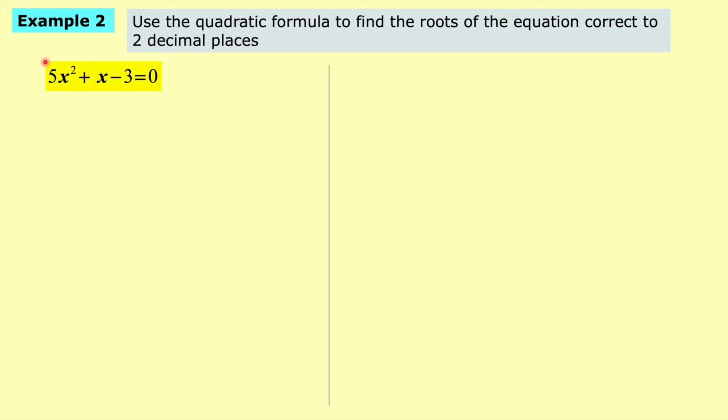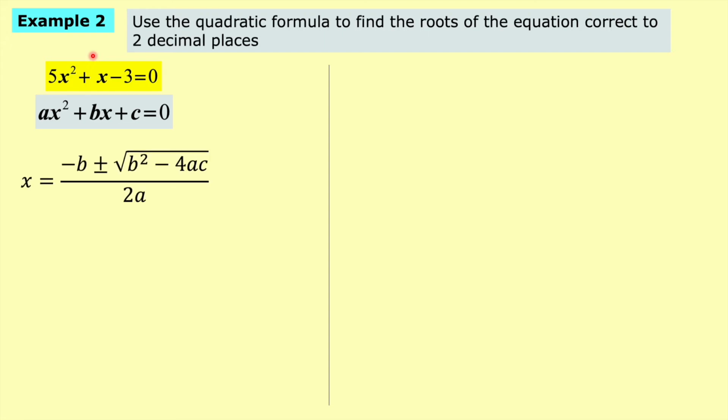So here we've got 5x squared plus x subtract 3 equals 0. If we compare this to our standard equation form, we can pick out that our a is 5, our b is 1, because there's an invisible 1 there, and our c is -3. Again, being careful with those negatives. And now we've got our a, b, and c. We're just going to substitute those values into our crazy looking quadratic formula.